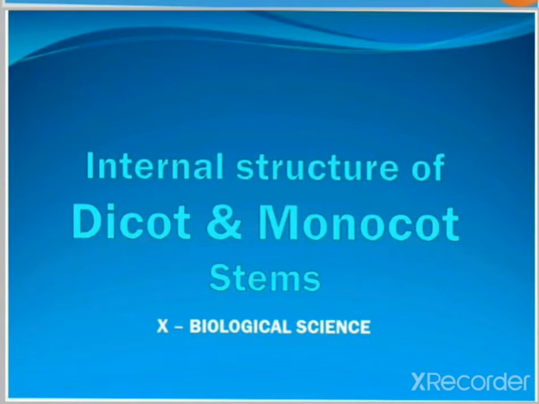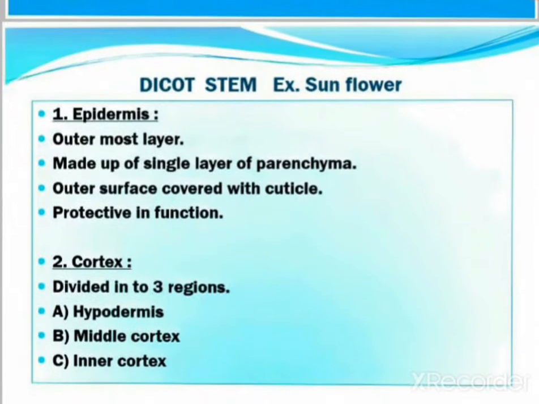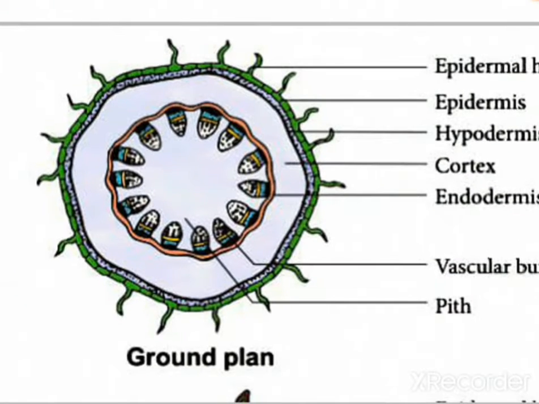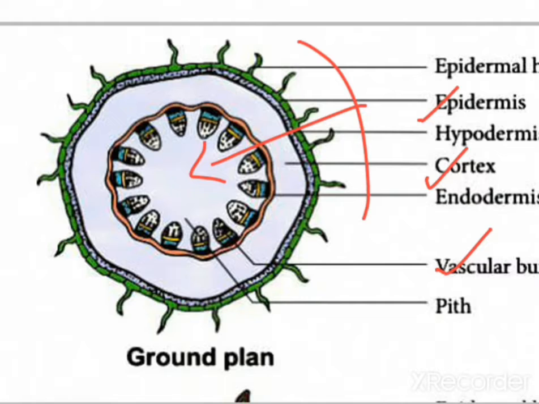Dear students, now I am going to teach about internal structure of dicot and monocot stems. First, dicot stem. Example, sunflower. It is a ground plan of TS of dicot stem. It reveals epidermis, cortex and vascular bundle from the periphery to middle.